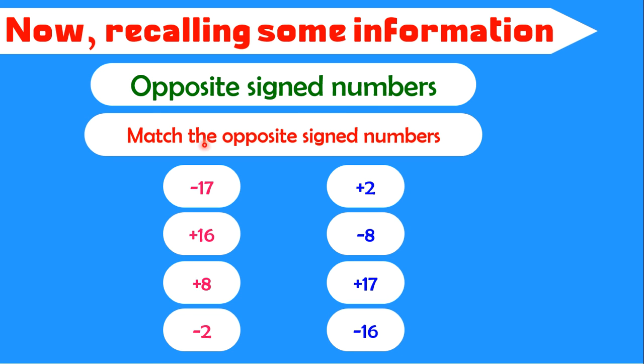Opposite sign numbers. We have to match opposite sign numbers. Plus 17, minus 17, we have to match it with its opposite number, but I will give you some time. Now let's do it together. Minus 17 is a negative sign number. We have to match it with its opposite sign number, which is plus 17. Plus 16 is matched to minus 16. Plus 8 to minus 8. Minus 2 to plus 2.